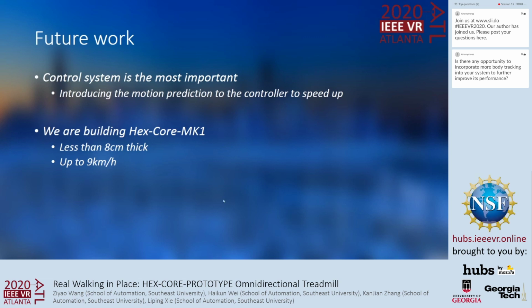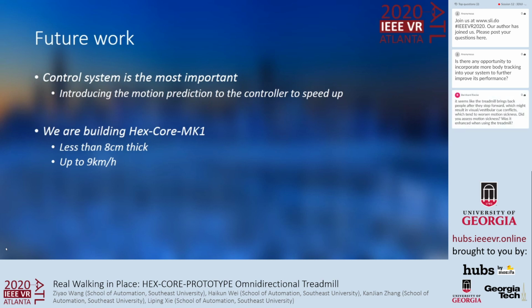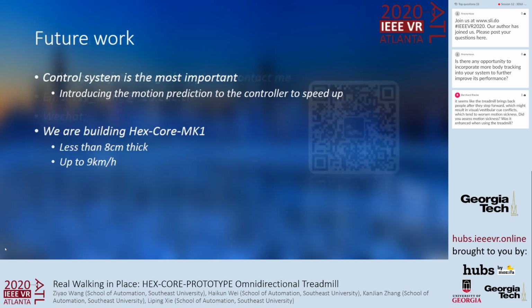We are building a much thinner treadmill, which is only 8 centimeters thick. Could it provide a high speed? Not yet, up to 9 kilometers per hour. We're working on it.